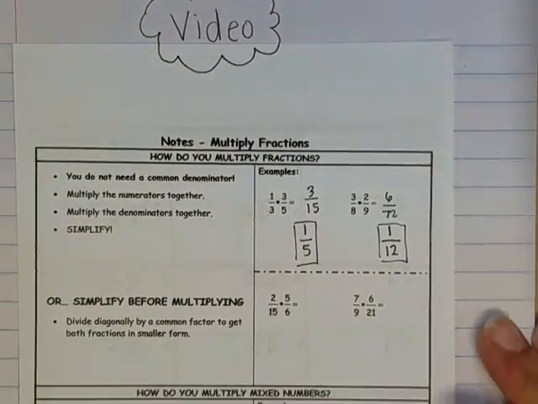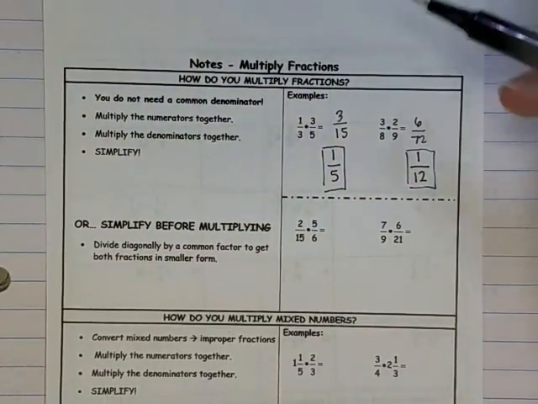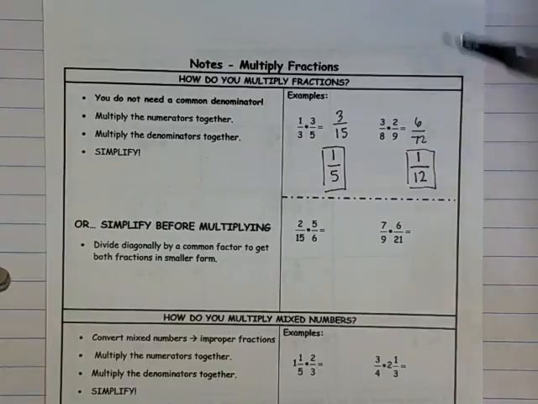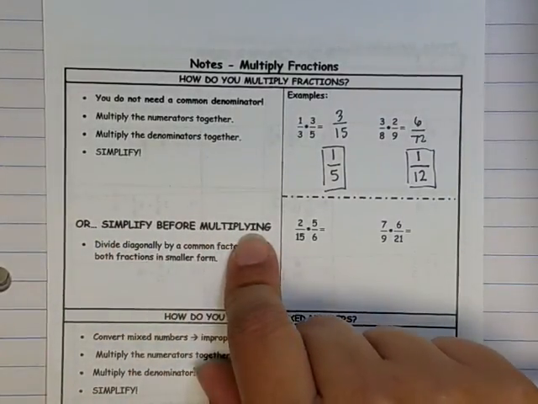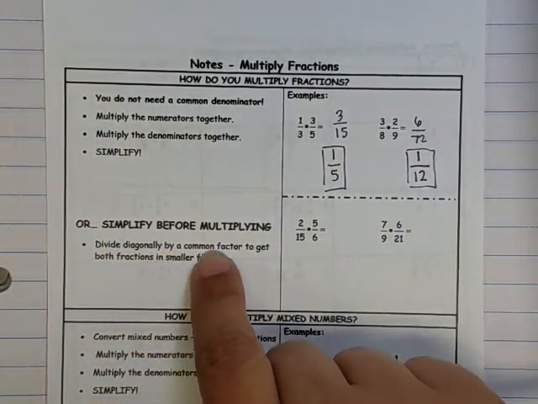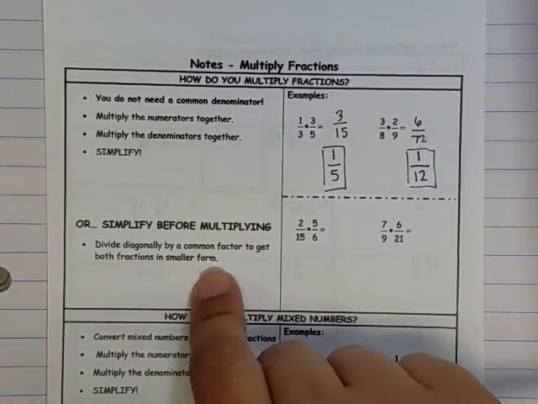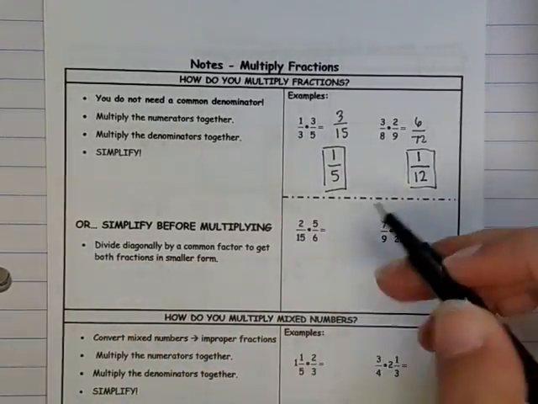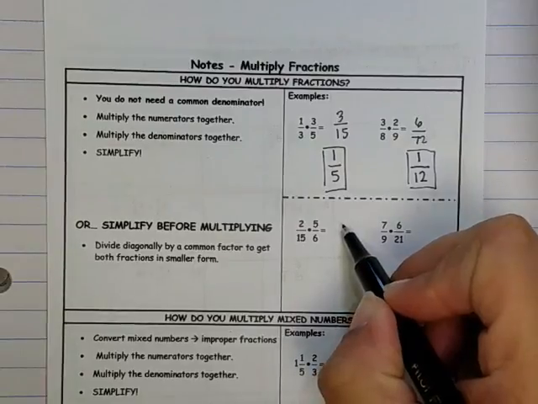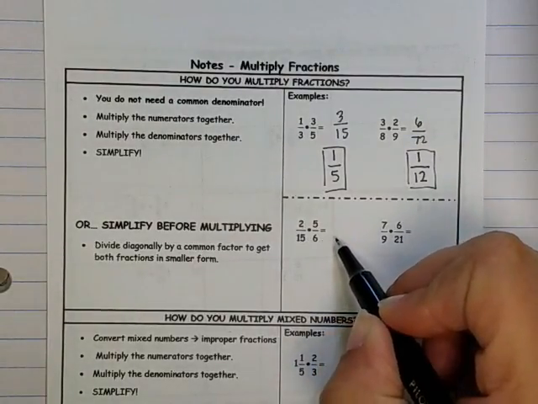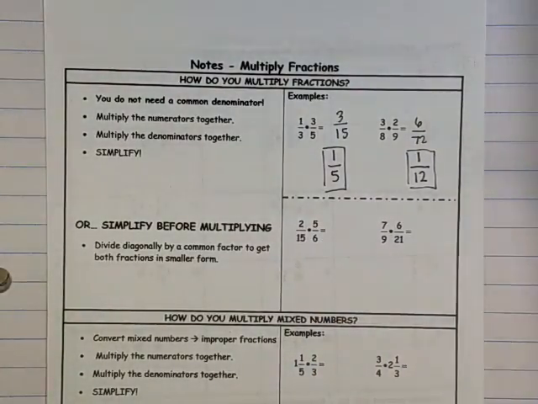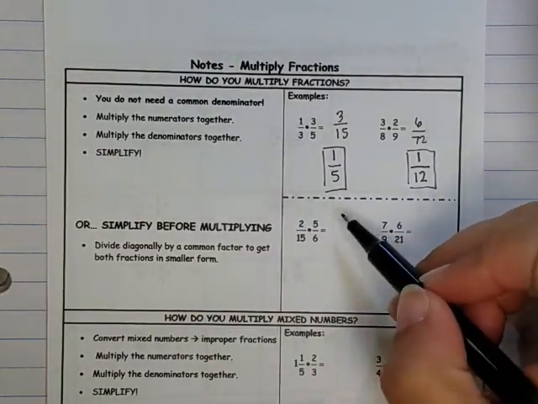All right. Now another thing you can do, so notice how I multiplied and then simplified. Well, we can simplify before multiply. So you divide diagonally by common factors to get both fractions into a smaller form. So here, instead of doing 2 times 5 and getting 10, and 15 times 6 and getting 90, what I can do is I could take out common factors that are across.